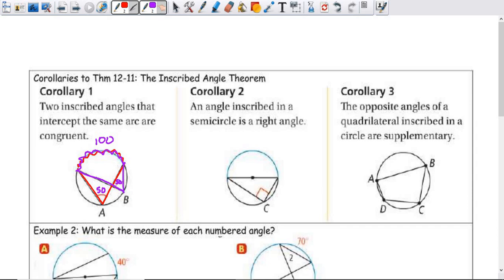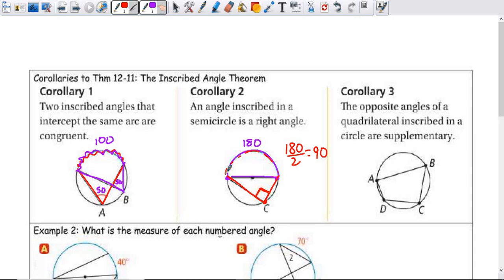The second one, corollary number 2, says an angle inscribed in a semicircle has to be a right angle. Well, that can also come from solving. So this arc right here is part of a semicircle because its points are ends of a diameter. So I know this arc has to be 180. Well, 180 divided by 2 is 90, so that's how I know this inscribed angle that uses this arc is 90. All right?